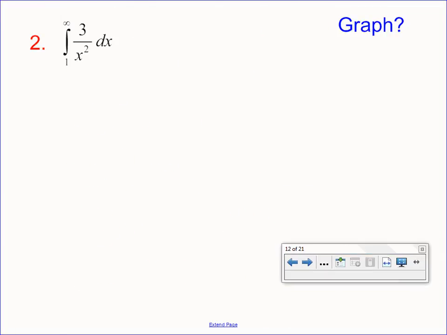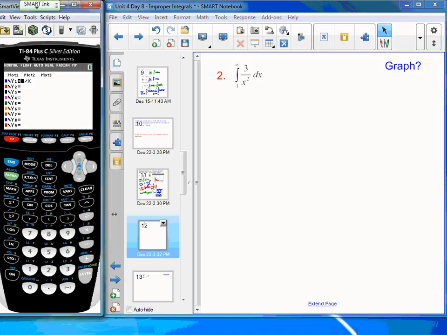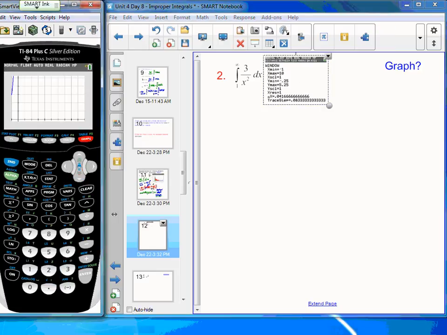Again, we're going to use the graph for inspection, then we'll evaluate analytically. So let's consider this one. We've got 3 over x squared, and this time we need to go a little bit bigger, so let's go maybe up to 4.25, 5.25, and we'll see what that looks like. Okay, and so again, we're starting at x equals 1.